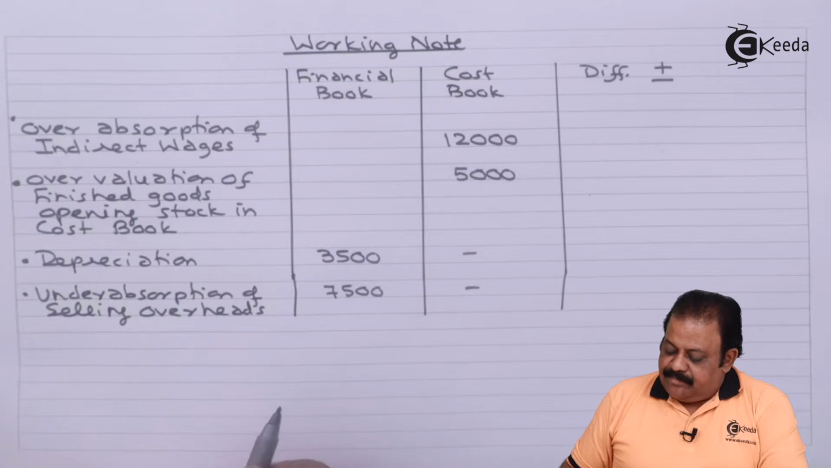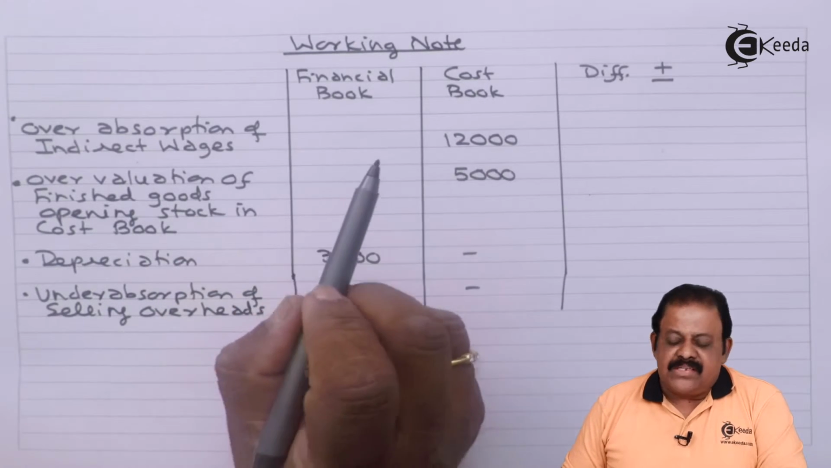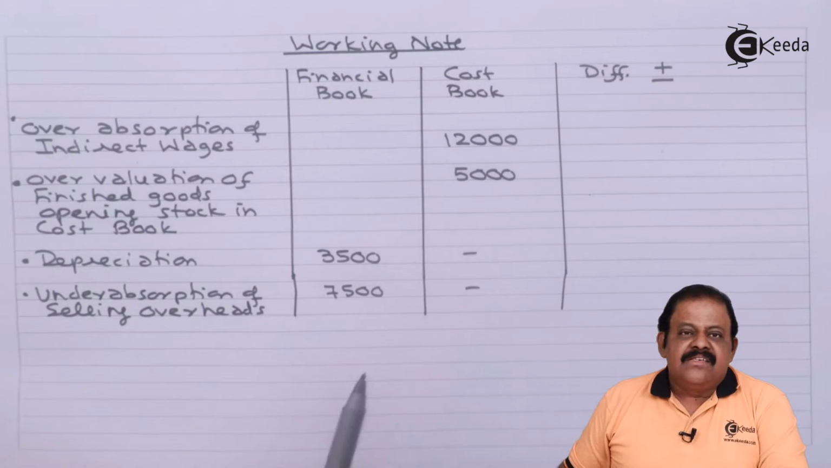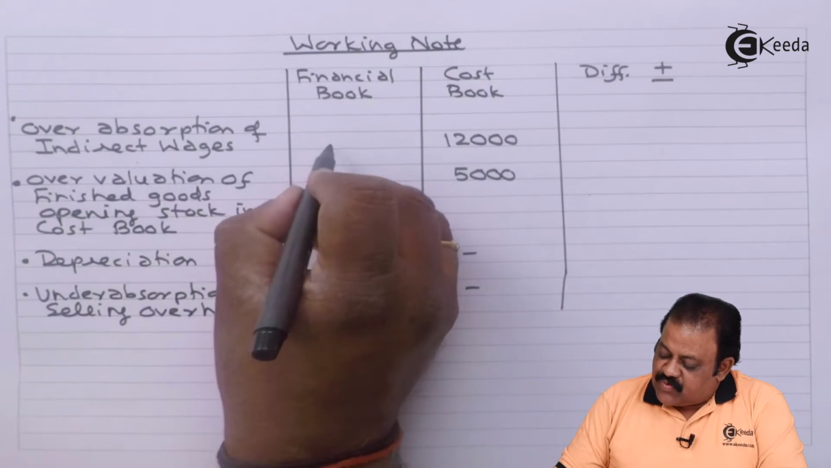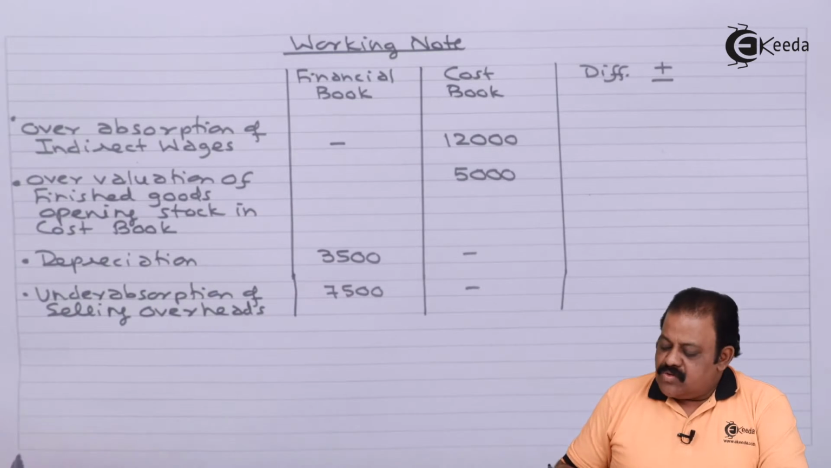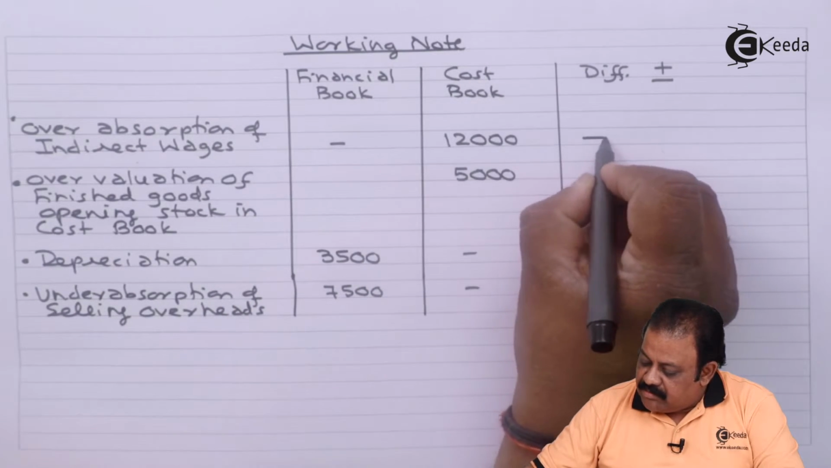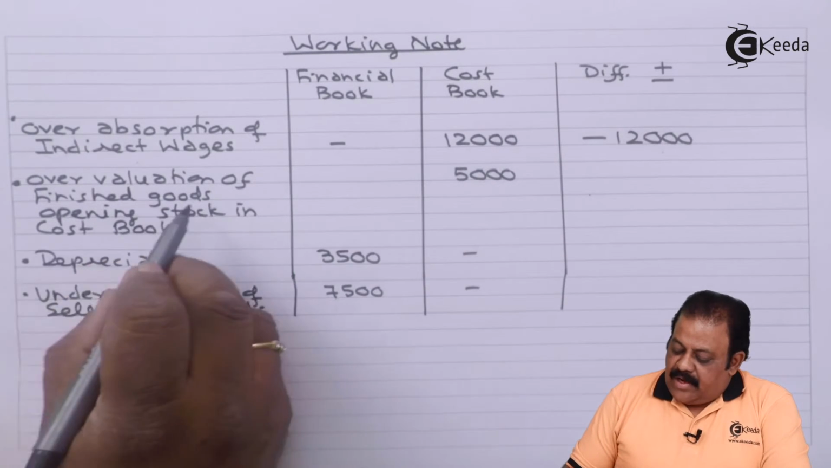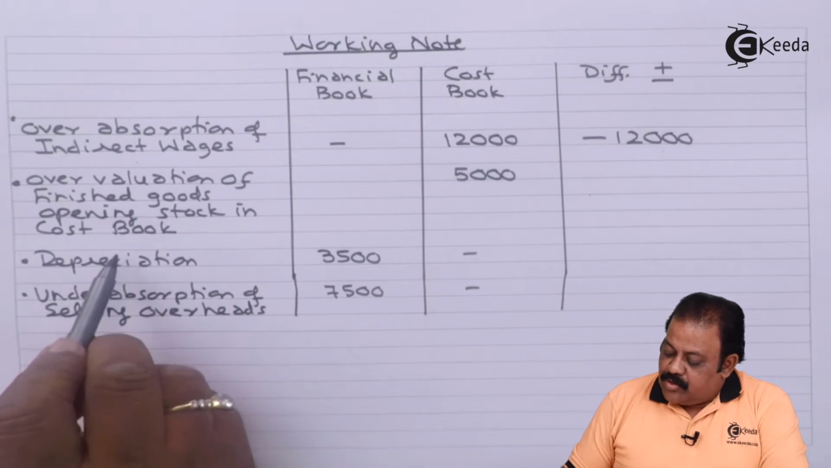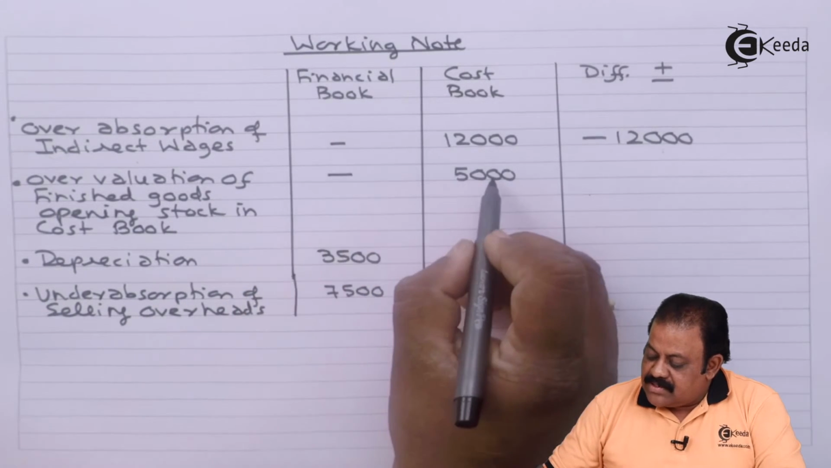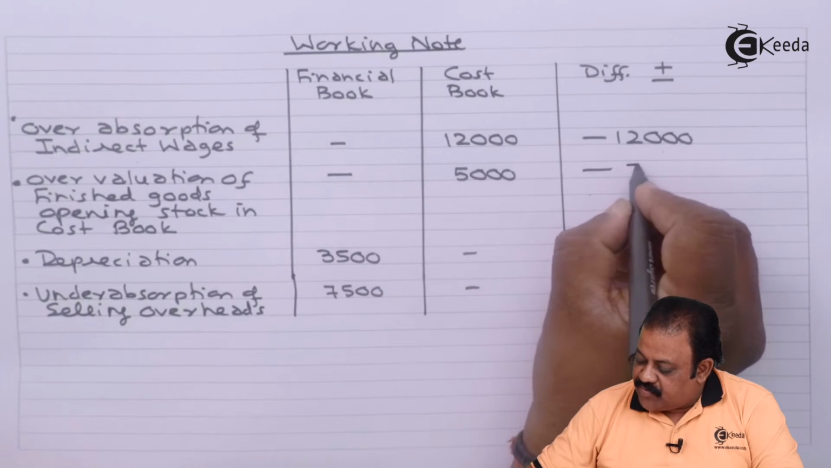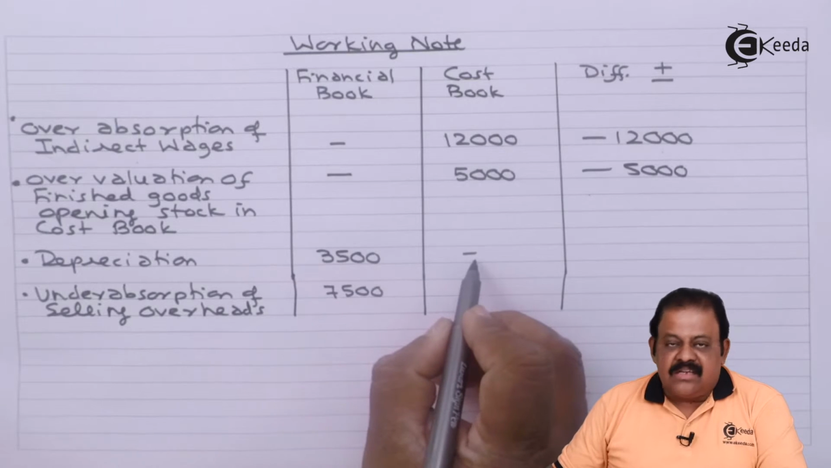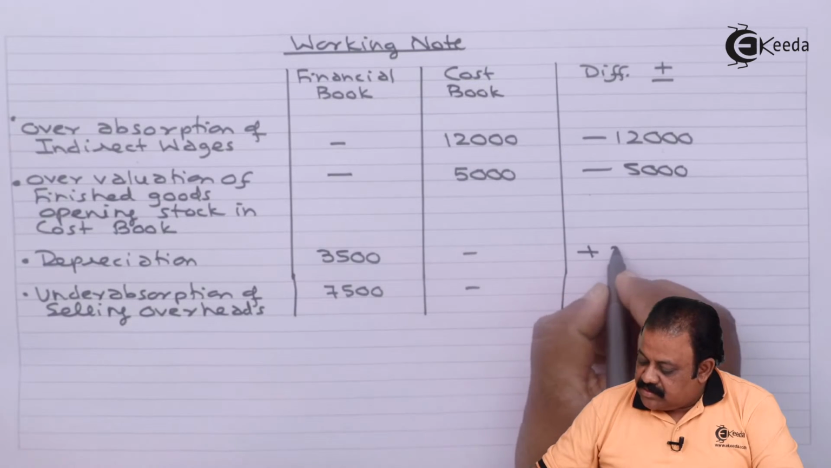Let us fix the sign. What we are required to do is, from first amount column, we are required to deduct the amount in second column. Now indirect wages first column, we don't have any amount. So 0 minus 12,000. Here we will get minus 12,000. Overvaluation of finished goods in opening stock as per cost book. We don't have any amount in first column. Second column we have 5,000. So it will be minus 5,000. Depreciation 3,500 minus 0. So here it will be plus 3,500.